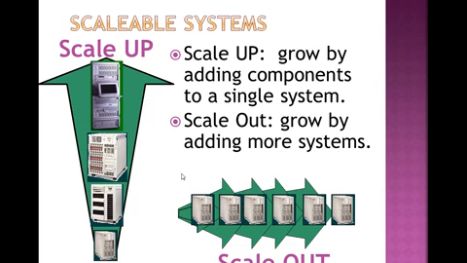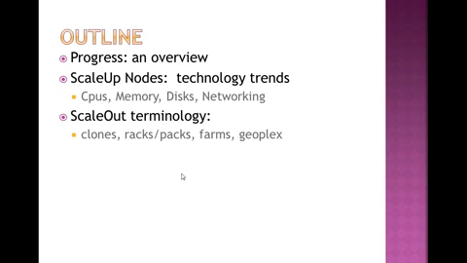Then we also studied the scalable system. There are two types of scalable systems: scale up and scale out. Scale up is used by adding components to a single system, while scale out is used to grow by adding more systems. Scale up means using the same system but adding components to it. Scale out means adding more systems to the single system, that is, making a network of systems.